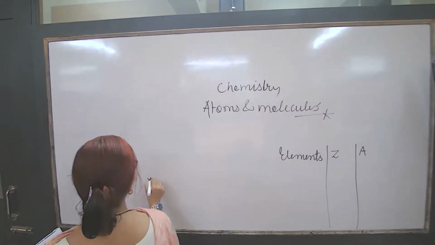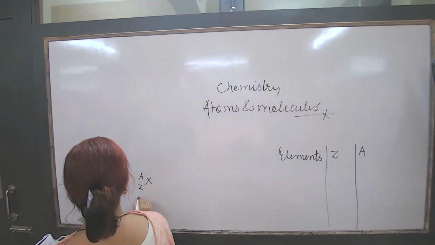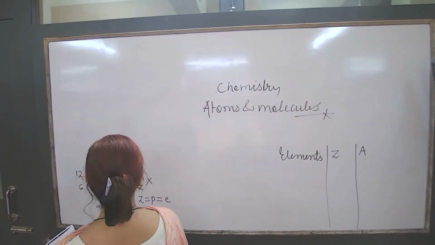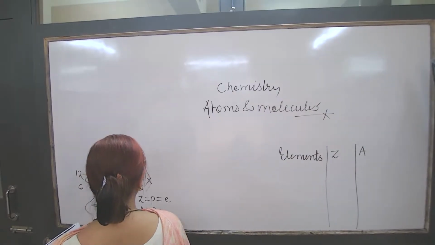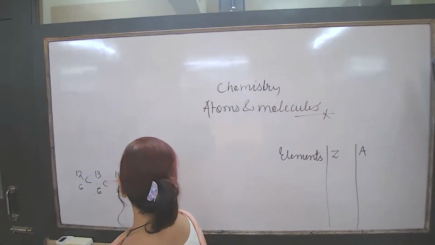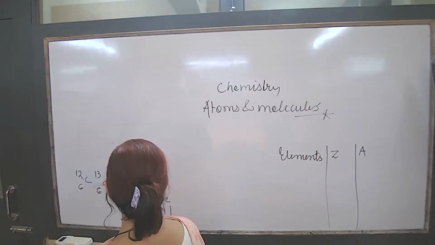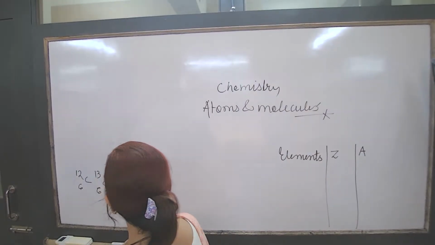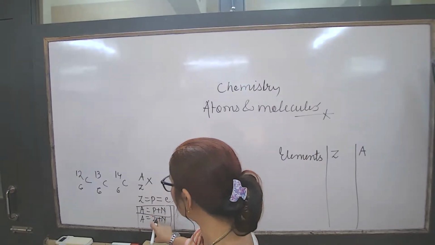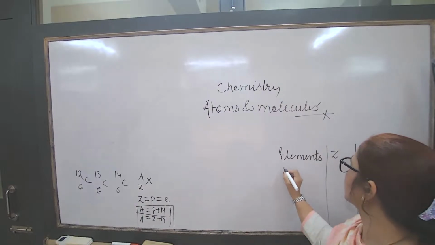Here X, A, Z is a representation. Z, what is it? Z is equal to the number of protons or the number of electrons, whereas A is equal to P plus N. You remember, right? Instead of P, you can also go with Z plus N. The meaning is one and the same, no difference. Here what did we say? P is equal to E is equal to Z. Here I have replaced P by Z. The meaning is the same.